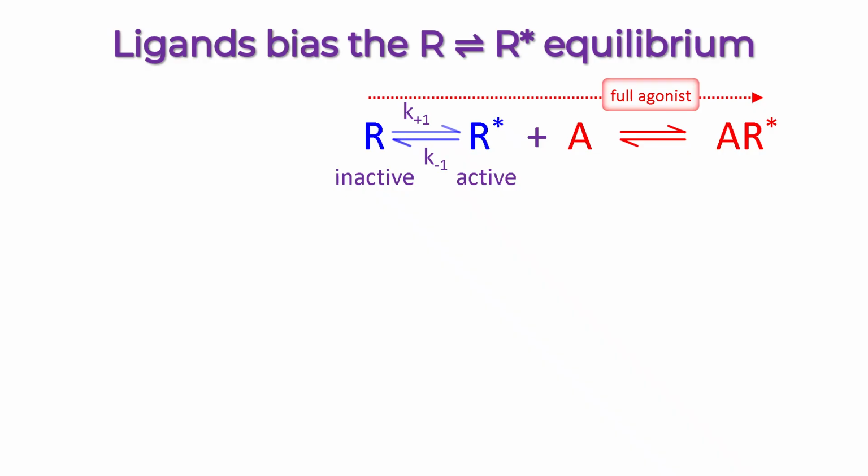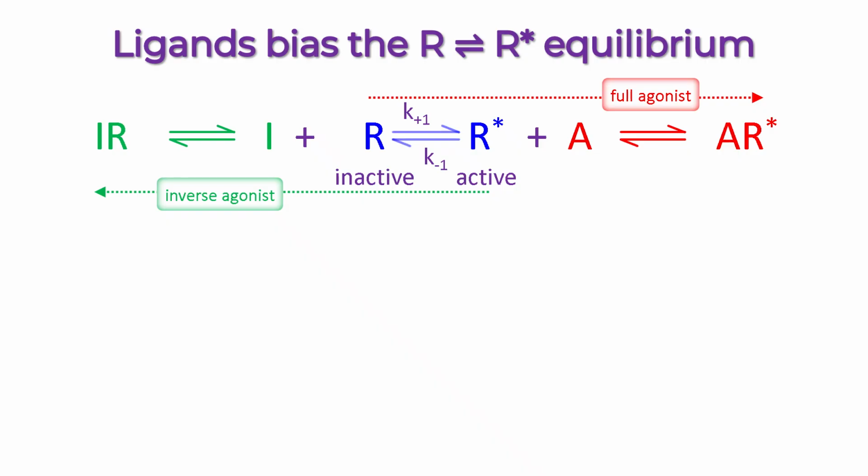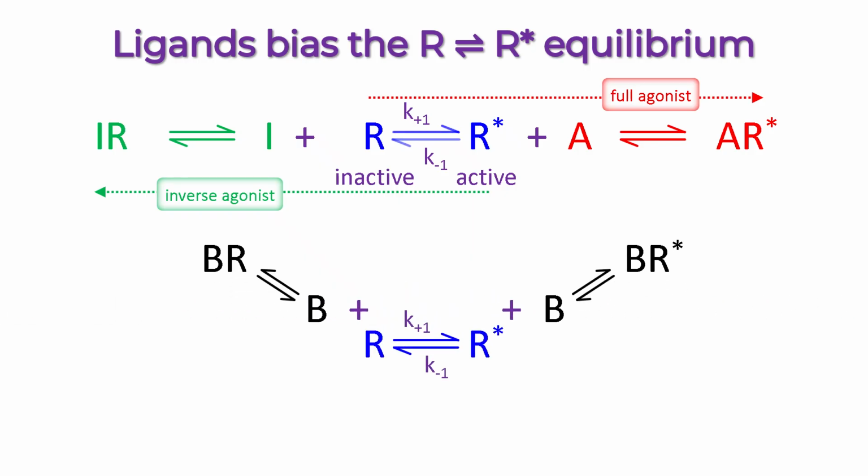An inverse agonist does the opposite. Ligand I preferentially binds the inactive state. This shifts the equilibrium toward R, reducing activity below baseline. Not all ligands favour one state over the other. An antagonist B binds the receptor with similar affinity for both states. It occupies receptors, but does not shift the equilibrium.